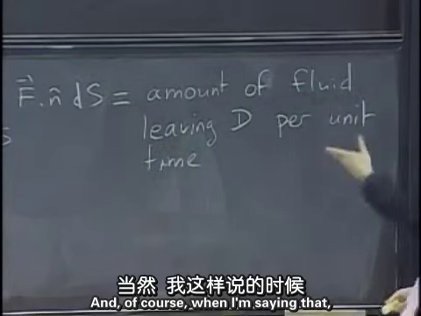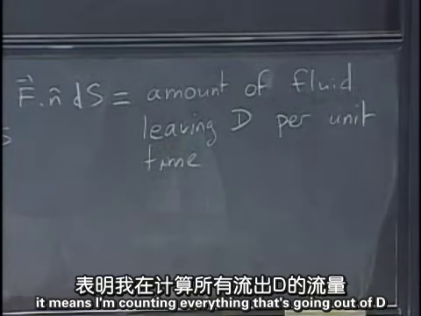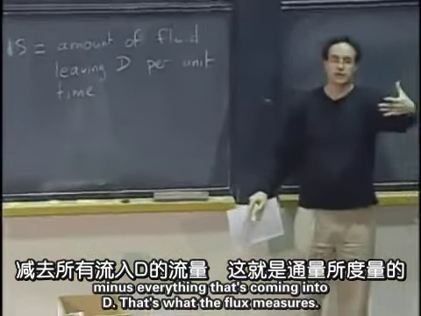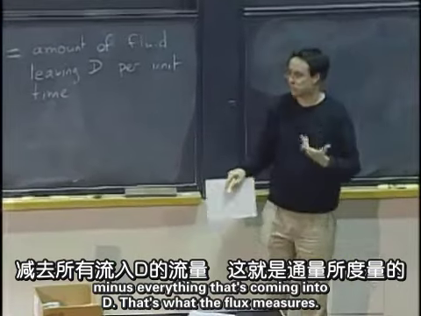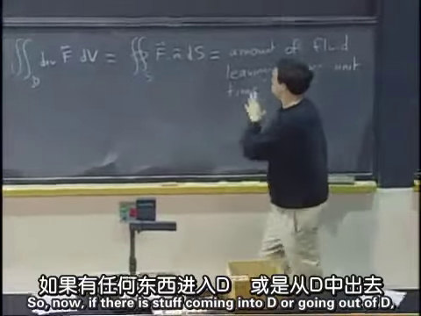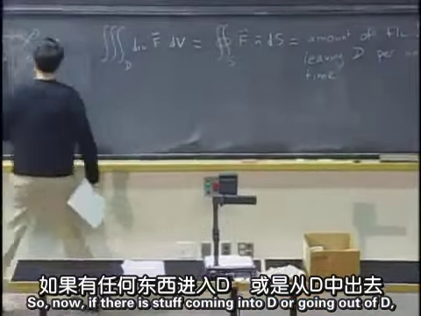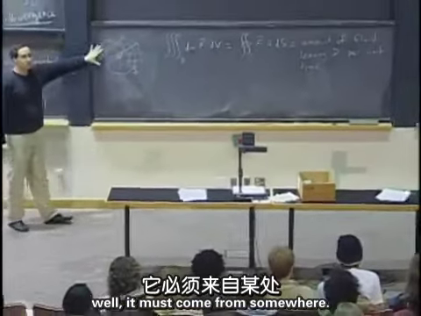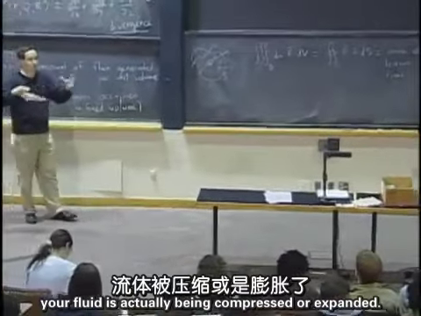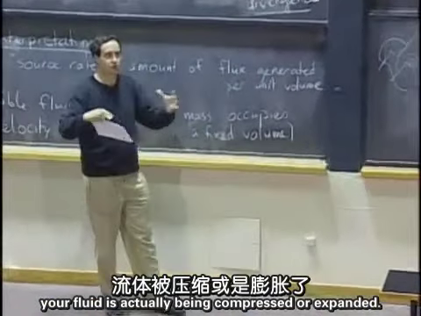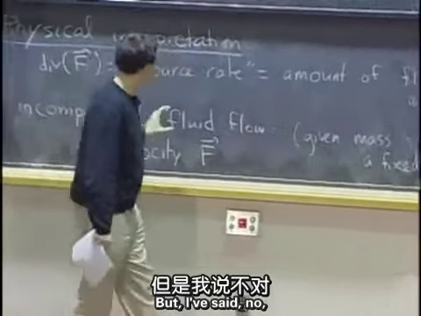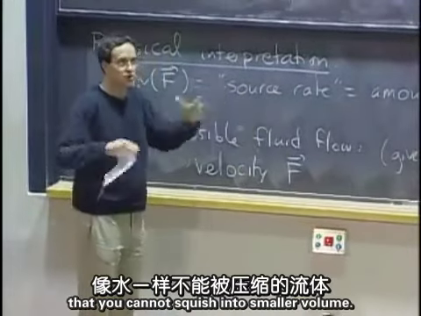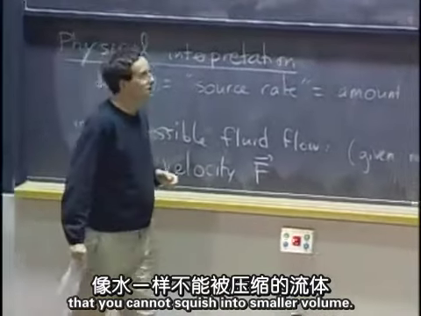And of course, when I'm saying that, it means I'm counting everything that's going out of D minus everything that's coming into D. That's what the flux measures. So now, if there's stuff coming into D or going out of D, it must come from somewhere. So one possibility would be that your fluid is actually being compressed or expanded, but I've said, no, I'm looking at something like water that you cannot squish into smaller volume.